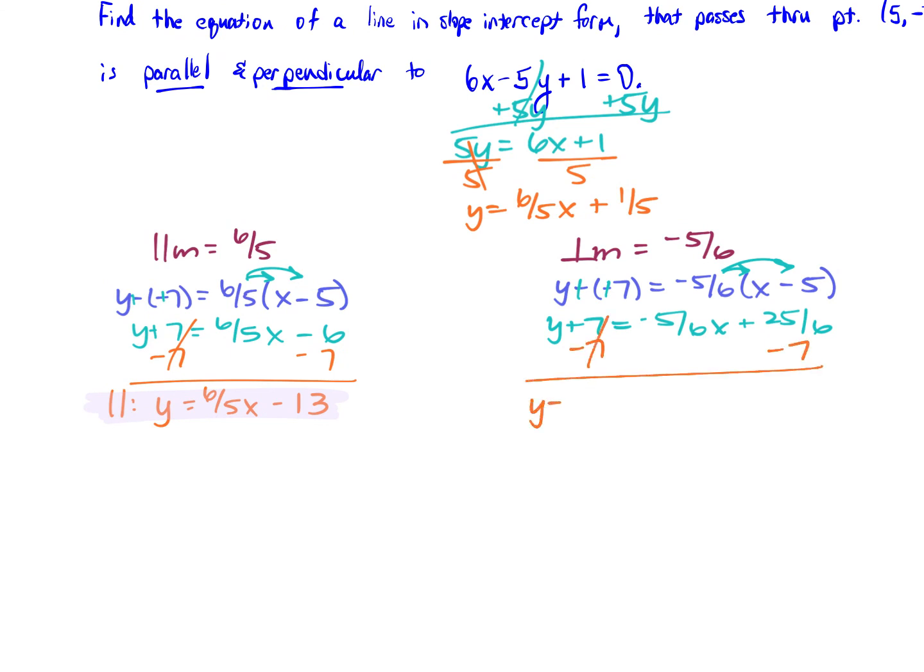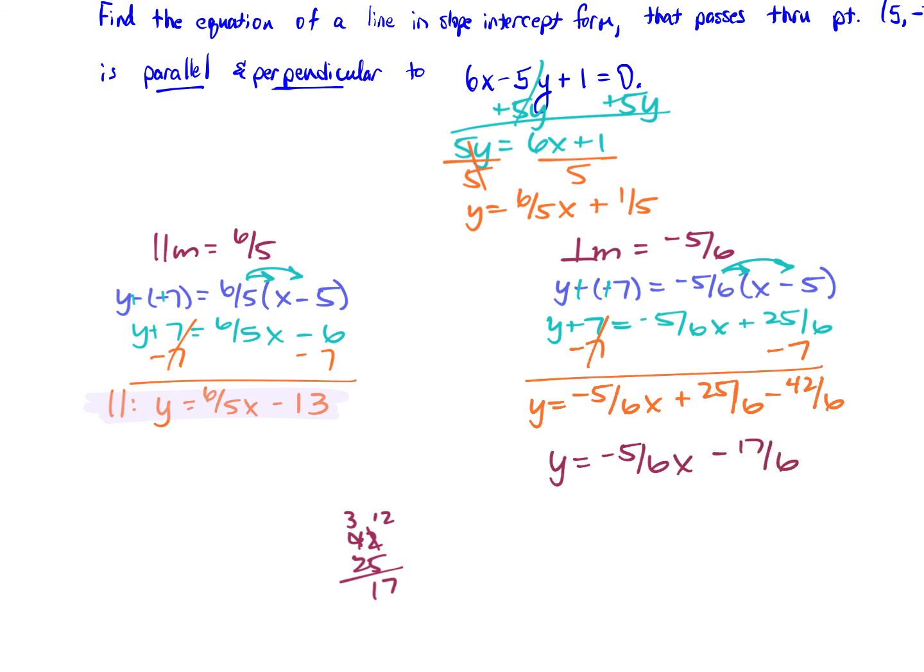Now think about this. You're subtracting fractions, so they need the same denominators. So you have 25 over 6. Turn the 7 over 1 into something over 6. That's going to be 42 over 6. So 25 minus 42 gives negative 17. So that's y is equal to negative 5 over 6x minus 17 over 6. And that's the line that is perpendicular.